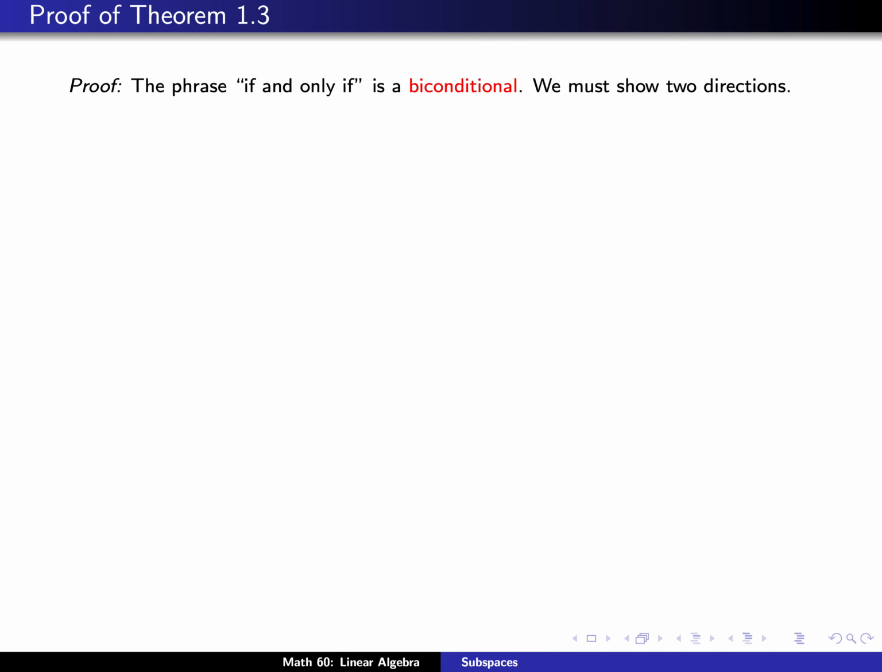Let's try to discuss a little bit how you would prove something like this. Well, we used this phrase earlier, if and only if. It's what's called a biconditional. That means that if statement I holds, then statement II holds. Conversely, if statement II holds, then statement I holds. Notice that we are not assuming that both must be true. We're simply saying that if one is true, then the other must be true. That's the idea of a biconditional. So that means that we actually have to show two directions in order to prove this theorem 1.3.